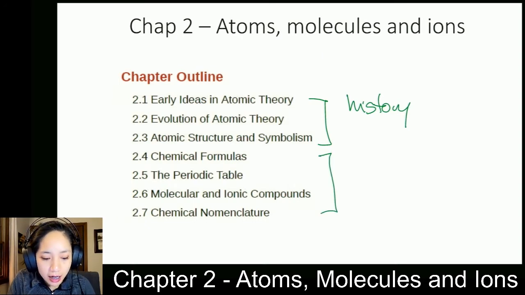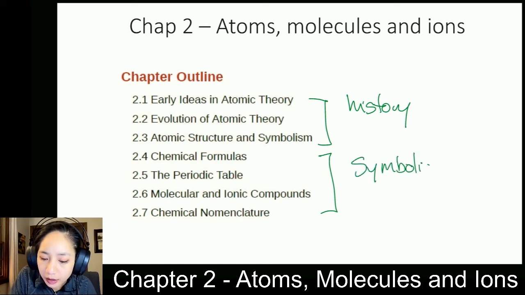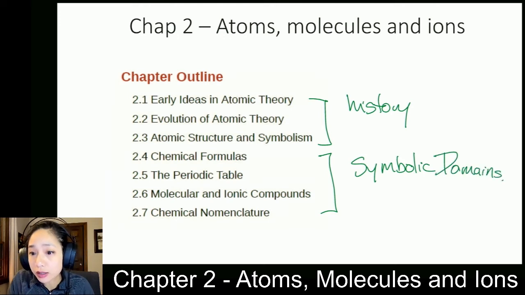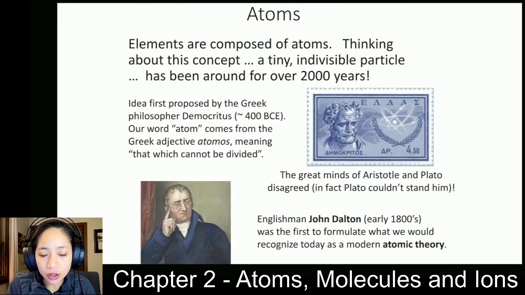And then the second half of the chapter has to do more with chemical symbols and the symbolic domains of chemistry. So elemental symbols, chemical symbols that you see on the periodic table to signify substances that we will use within this course. All right, so let's get started with atoms.